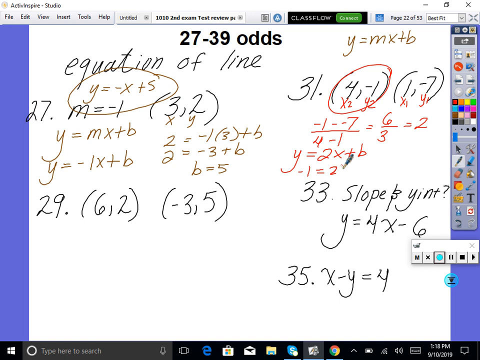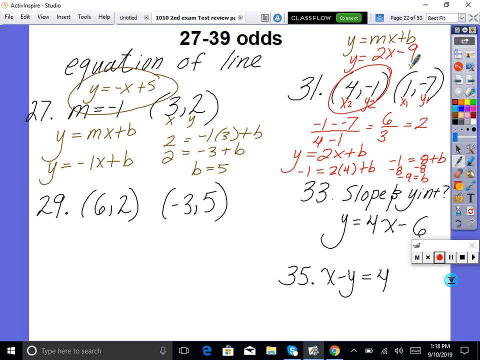So 2 times 4 plus b. So then I have -1 equals 8 plus b, so subtract 8. -9 equals b. So my answer is y is equal to, my slope was 2x, and then it looks like it was minus 9. Okay, great.